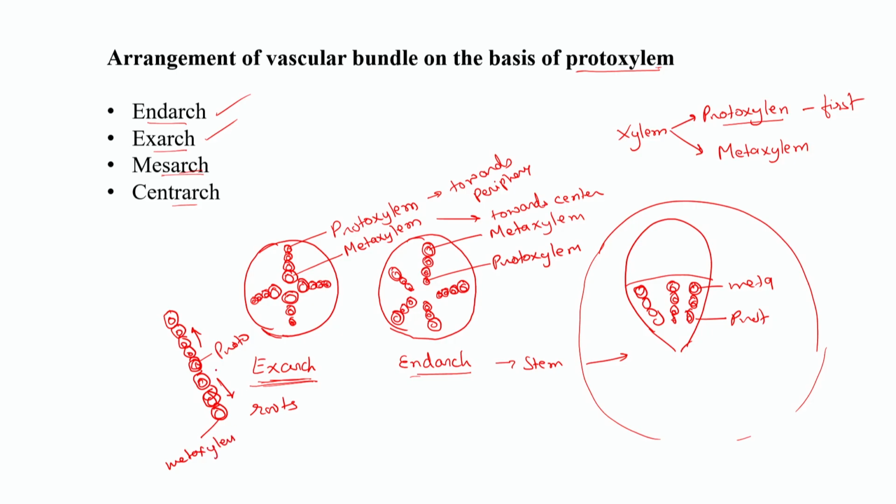In mesarch condition, you will have various vascular bundles, and centrarch is also similar to that of mesarch, but you will have only one vascular bundle, whereas in mesarch condition you can have several vascular bundles. So that is the difference between them.